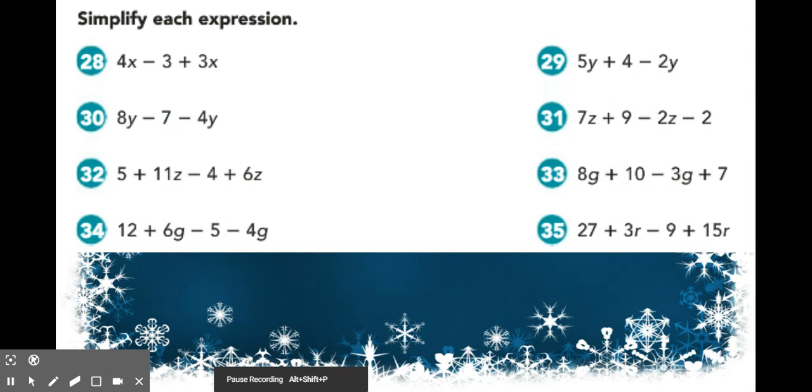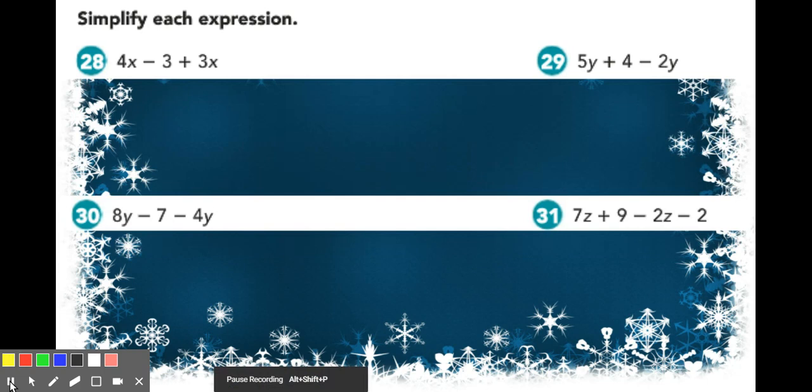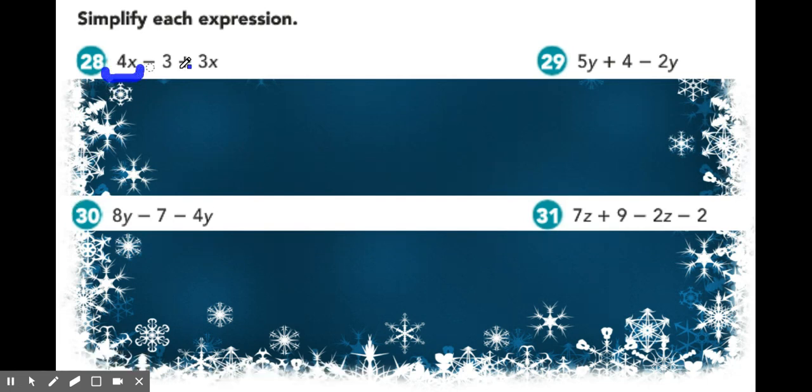Go ahead and pause the video here and complete these 8 examples. Once you're done, go ahead and play the video again and check your answers. Okay, for the first one, I can combine this 4x with 3x, and I get a 7x. There's nothing that I can combine this negative 3 with, so I'm just going to add it to the end.